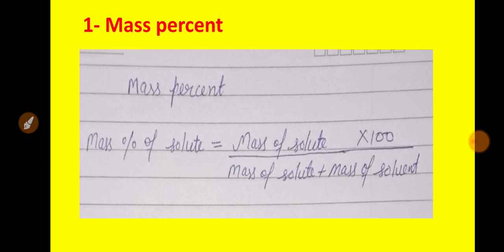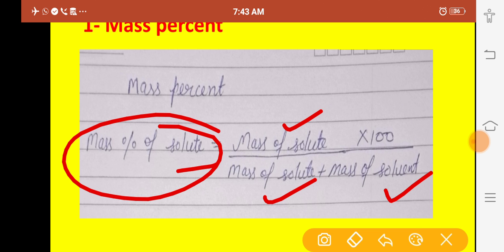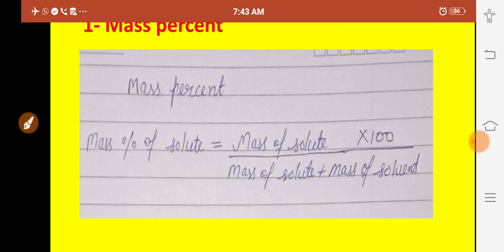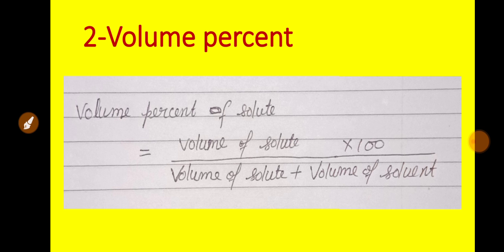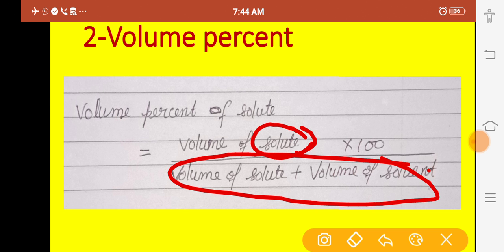See, this is the mass percent. Mass percent of the solute is equal to the mass of the solute divided by the total mass of the solution, that is, the mass of the solute plus the mass of the solvent, multiplied by 100. If you want to find the mass percent of the solvent, then the solvent will replace the solute. Understood? Now volume percent. Volume percent of the solute is equal to the volume of the solute divided by the volume of the solute plus the volume of the solvent, that is the whole volume of the solution, multiplied by 100.